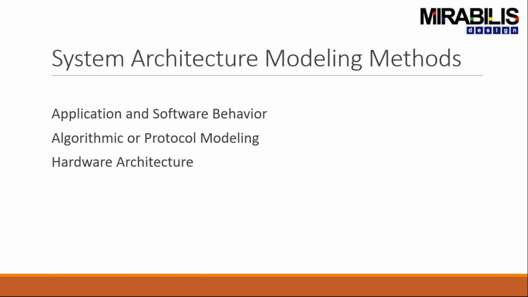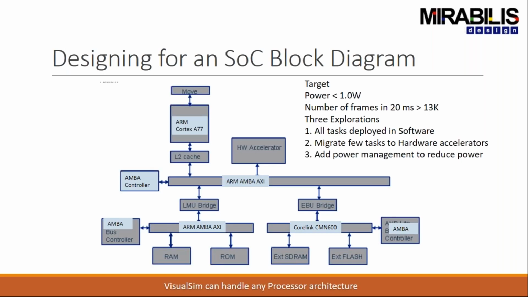What we have here is a simple block diagram of an SoC. We have the ARM cores, this one here, then the ARM bus controllers, the ARM AXI bus, then the bridges, the memory units, and the hardware accelerator as well. When building this block diagram in VisualSim, there was a set of targets that we had to achieve. Some of them are to get the power consumption below 1 watt, and to get the frames in 20 milliseconds to be greater than 13,000. Those two are the main targets that we had to achieve. There were three use cases that we did.